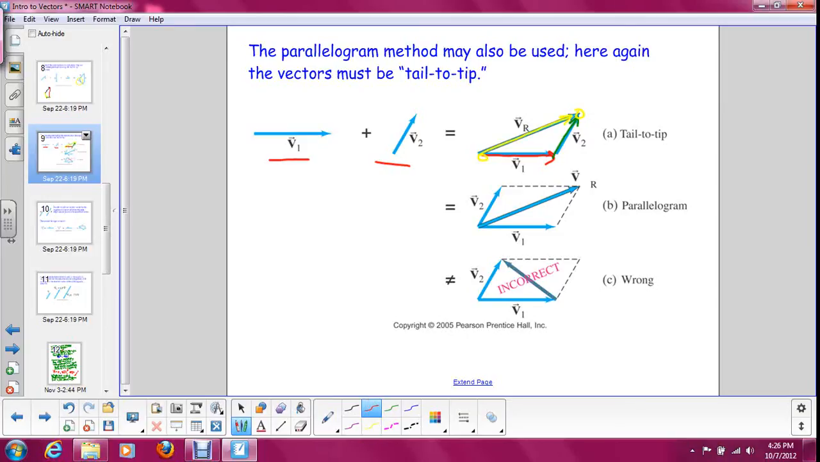The parallelogram method is where we lay them out tail to tail. So V1 looks like that, and then we put the tail of V2 to the tail of V1. But the resultant here does not go from the tail of where we started to the tip of where we ended. If you were to draw where these connect, that is your resultant. Like I said, this is not the way that I prefer to do it, but if this way makes more sense to you, then all the more power to you.